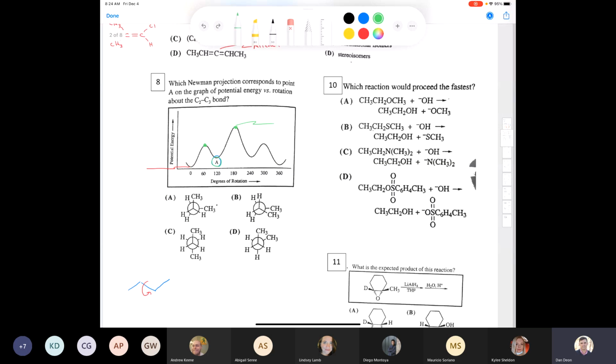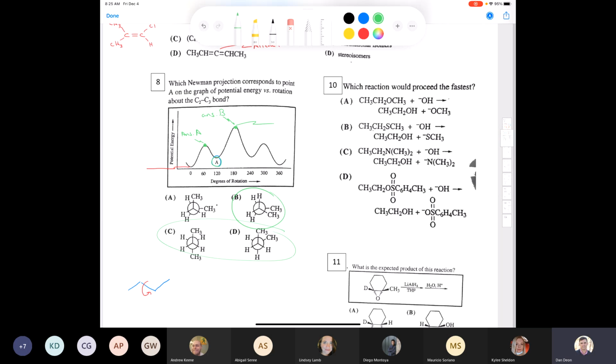Now, if you look at the two of them, you see that we have a gauche interaction here between the two methyl groups. And so B, how can I color code this? So B is going to be up here. So this is going to be structure B, or answer B. And then A is going to be this one here. So this would be answer A.